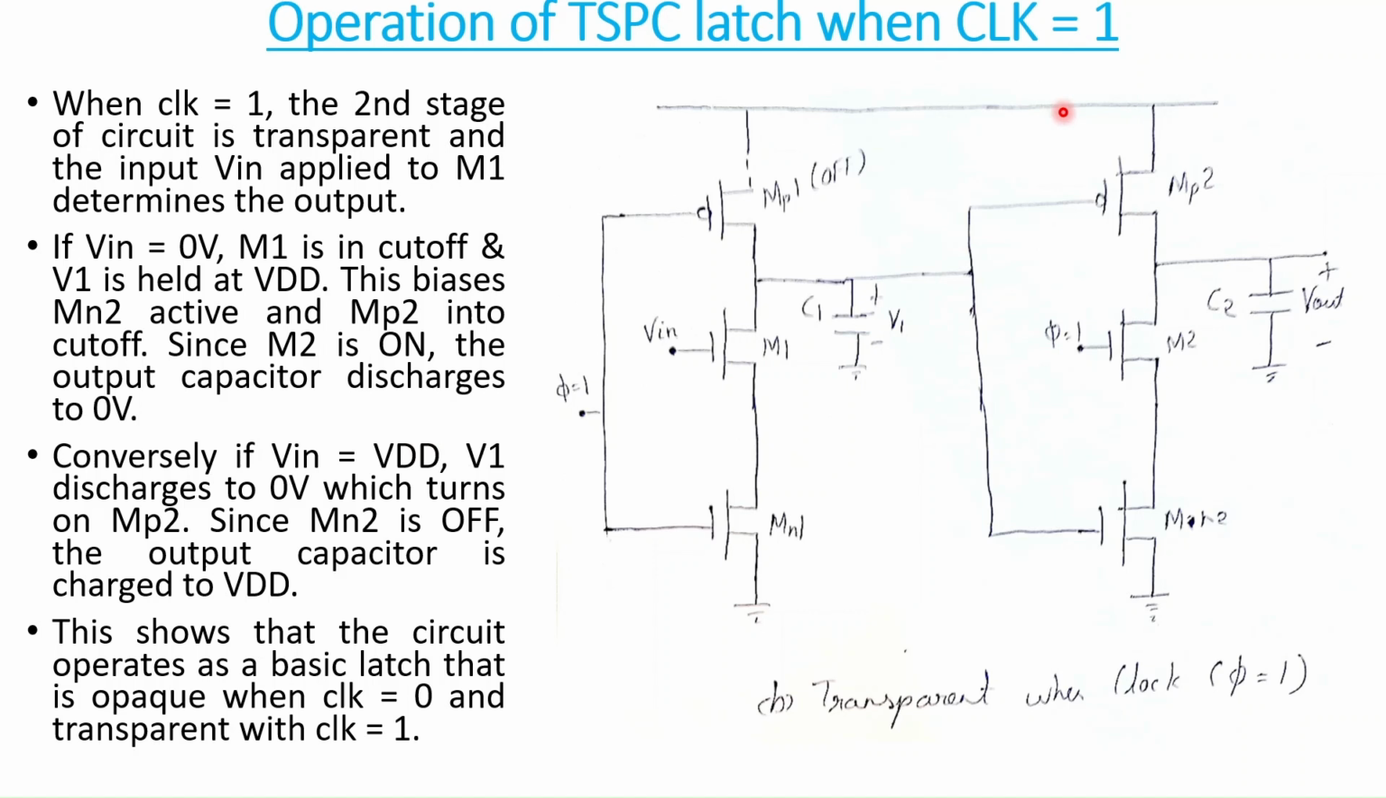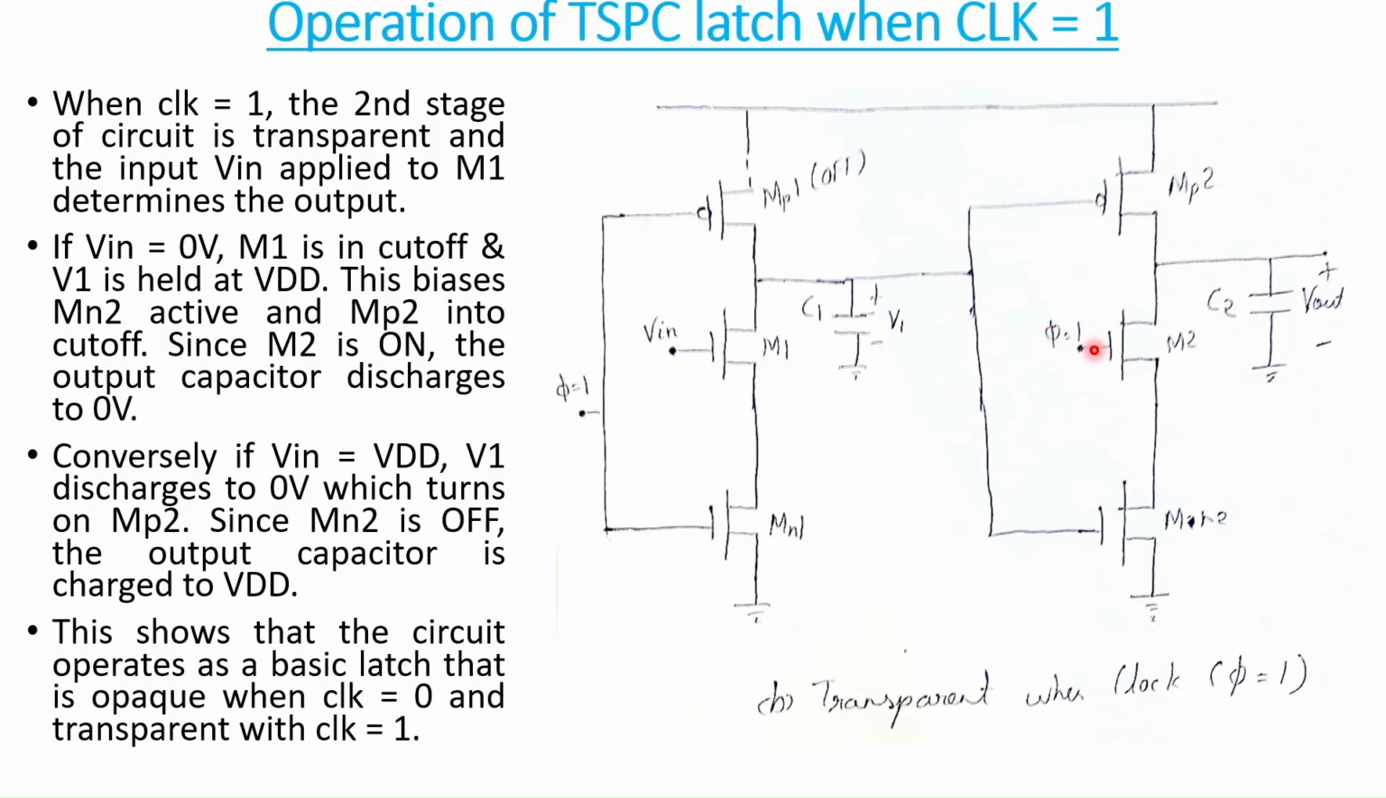Now when clock equal to 1, so when phi equal to 1, we can see that this MP1 is off and this capacitor was pre-charged to VDD. So this is pre-charged to VDD. So MN2 will be on because this VDD is applied to the gate of this NMOS. So this MN2 will be active and this MP2 will be off because again the gate voltage is high. So this PMOS will be off.